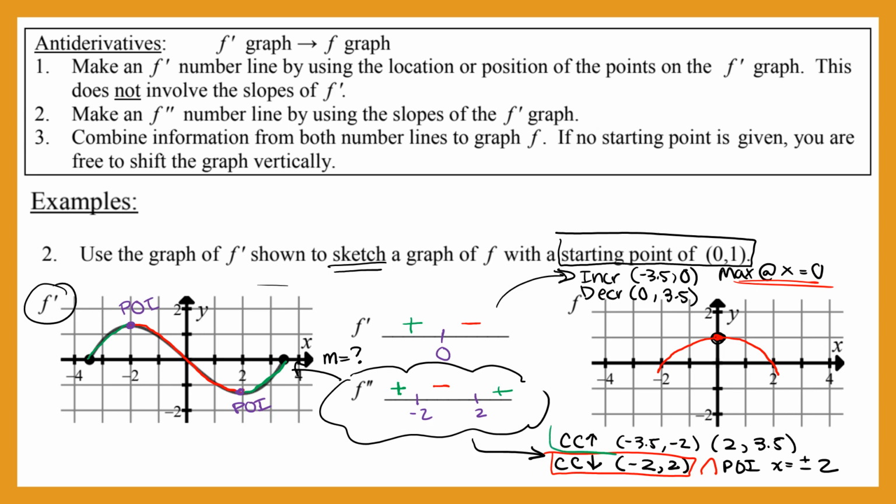Now let's look at our concave up. So we should be like a smiley face on this side and a smiley face on this side, right? Those are our concave up sections. Now let's double check to make sure these agree with our increasing and our decreasing sections. All right, so we should be increasing from negative 3.5 to 0.